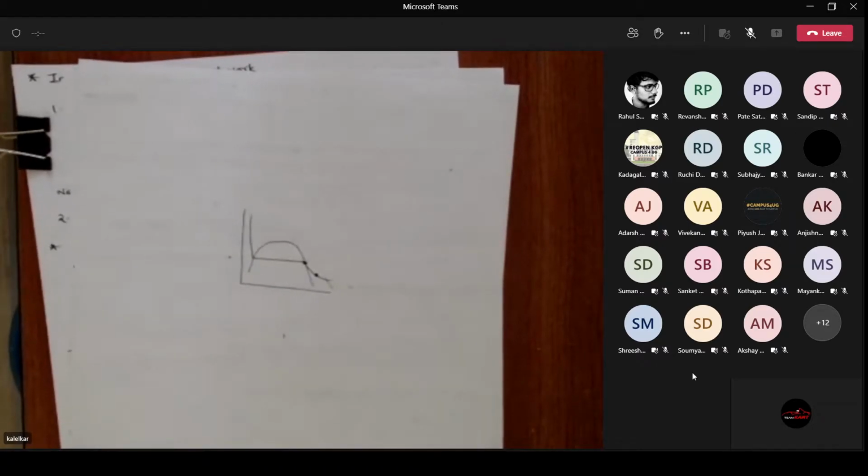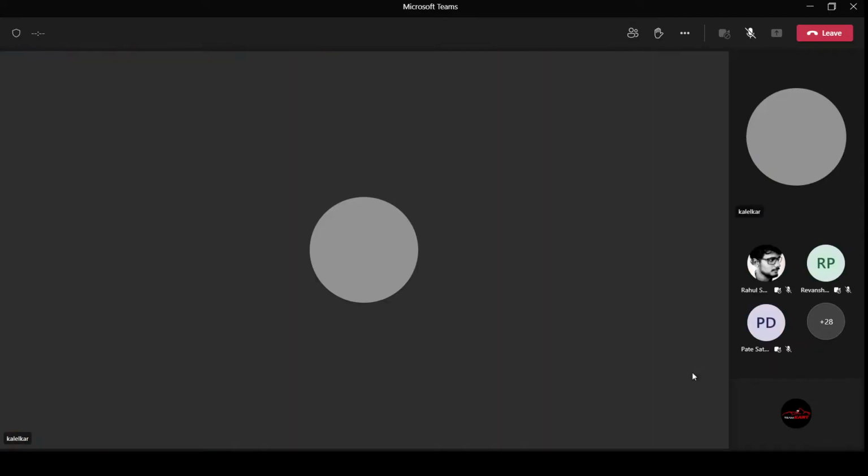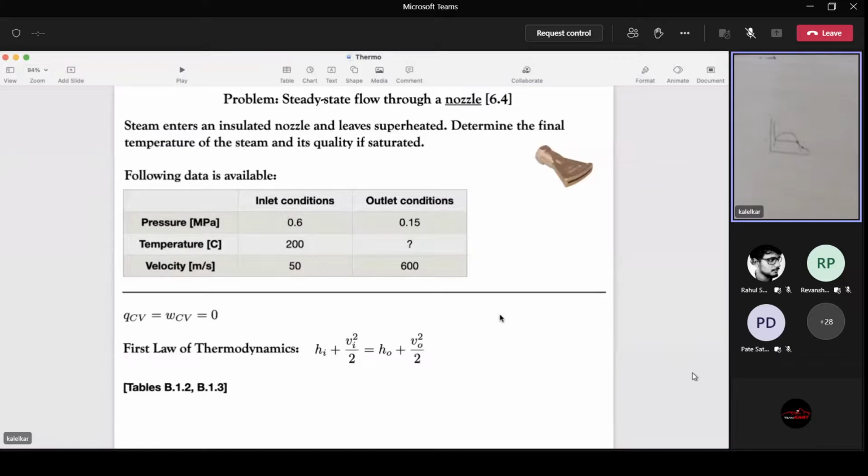But here, you will run into trouble. Because the data says outlet condition is 1500 kilopascal. Where is the table for 1500 kilopascal in superheated? There is no table. So it is 150 kilopascals, right? Sorry? 150 kilopascals, right? Converted to megapascal, 0.15, how many? 1000, right? So 150 is it?